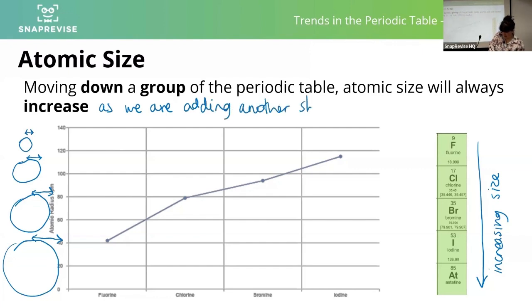another shell of electrons. So e-, I'm just using as electrons because I'm lazy. In an exam, please write it out as the full word electrons, but I'm just being lazy for now. Electrons, so we're adding another shell of electrons for each period. The period number tells you the number of shells of electrons in that atom.